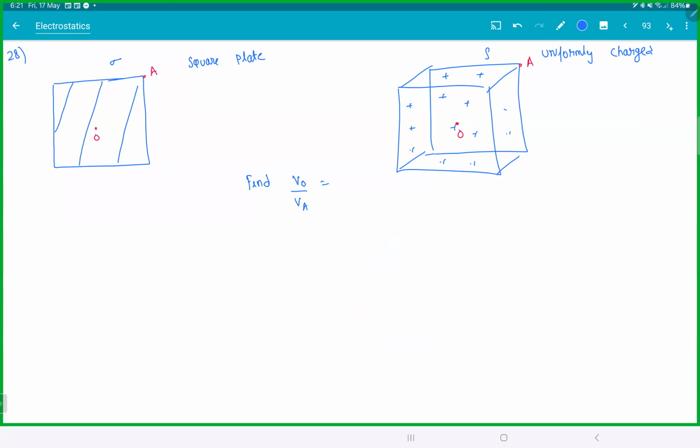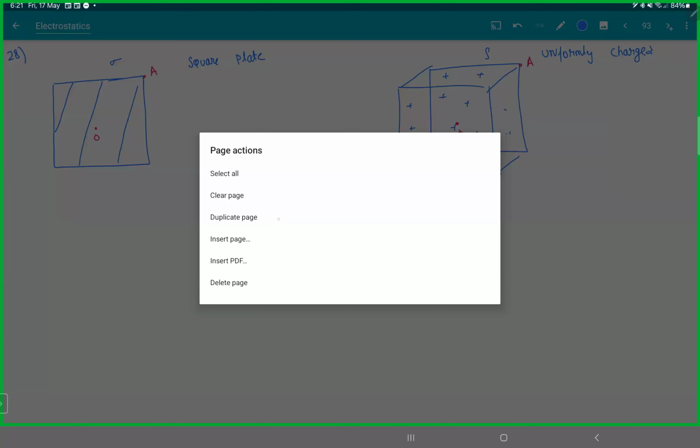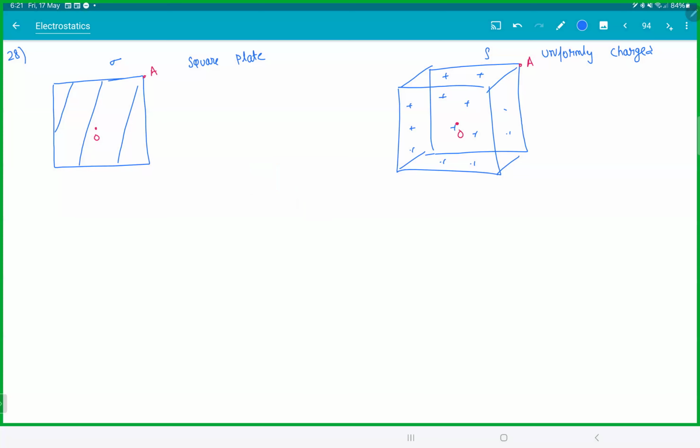How to do this thing? Let me do one thing. Let me show you for the square plate. You do for the cube. Now, look at the idea here. What is potential? KQ by R. That is the normal potential for a point charge. That means when you take out the dimensions, potential at the center O is proportional to charge by side. Does it make sense?